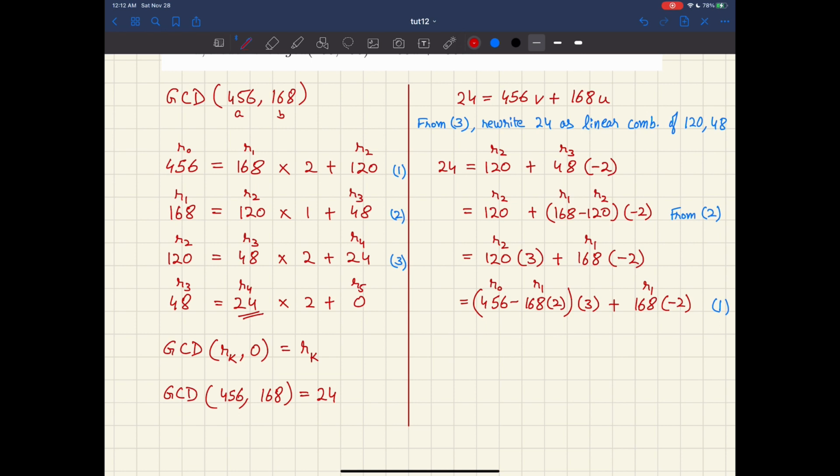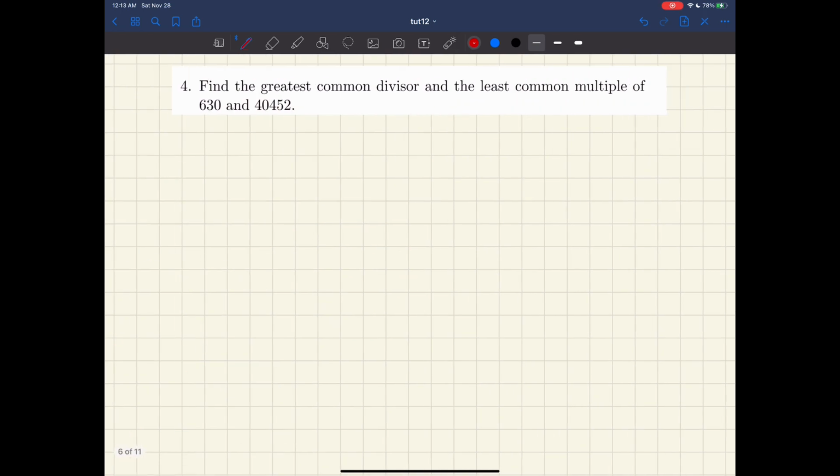So this gives us 456 times 3 plus 168 times minus 8. So your U is minus 8 and your V is 3. And that's all we have to find. So this is the extended Euclidean algorithm.